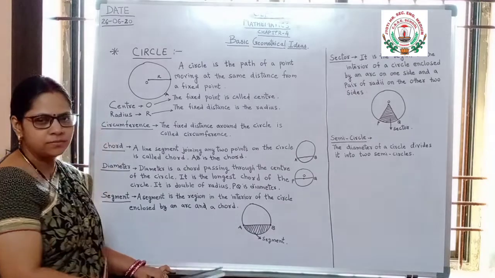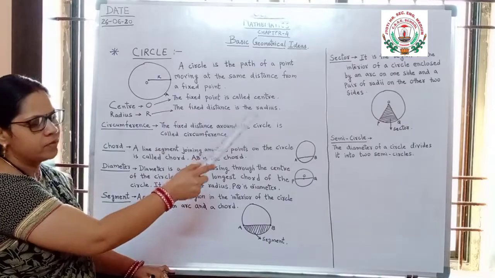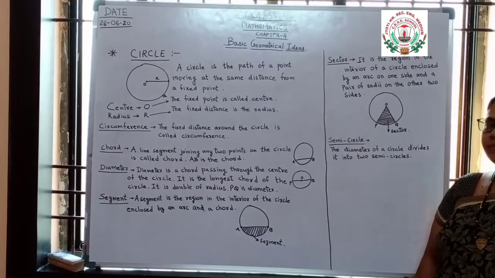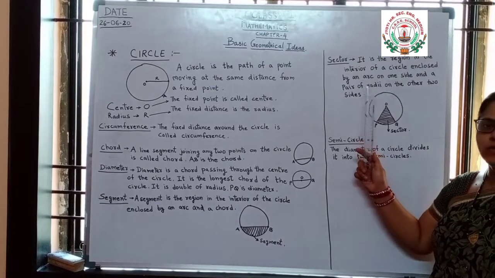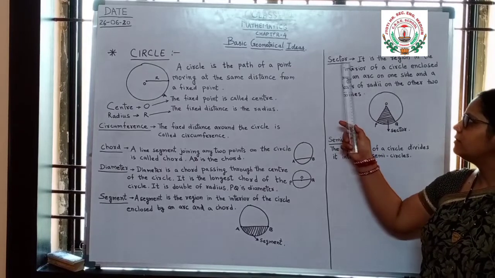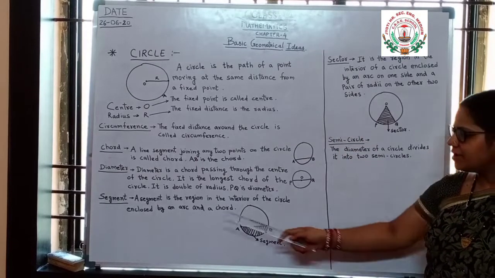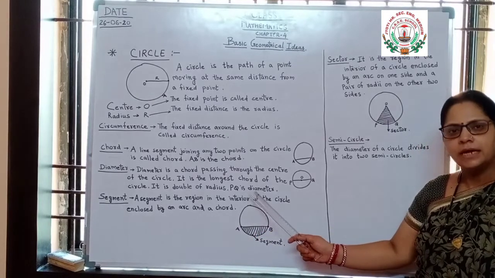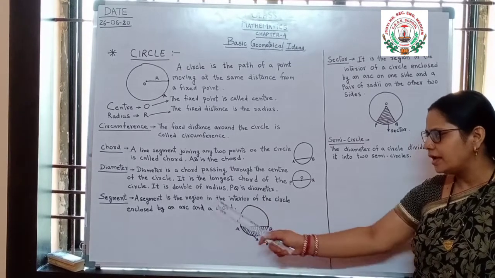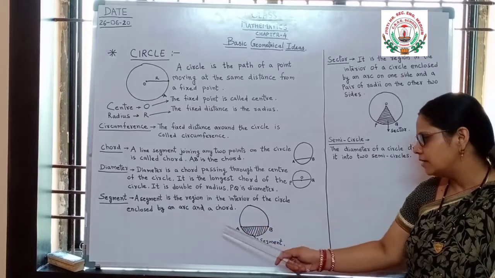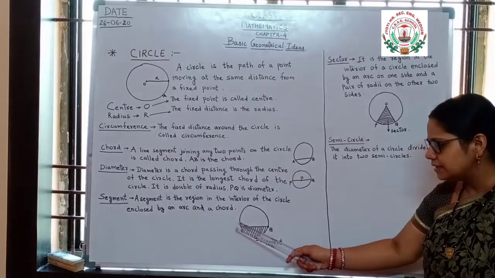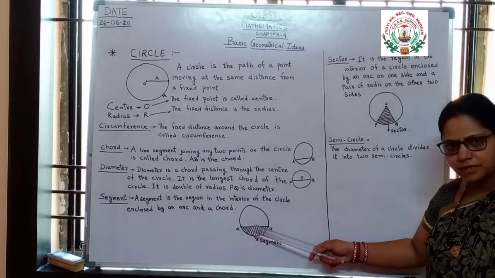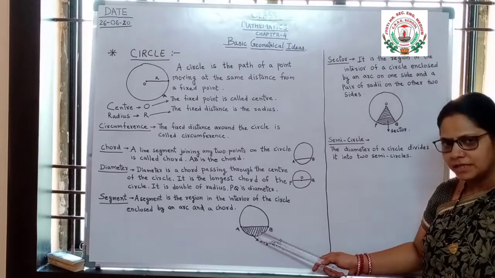Next topic, sector. Coming to the next topic, sector. Now what is this sector? Like here we have taken the segment. It is the region covered by the interior of the chord and the arc of the circle. So this is the arc and this is the chord. The segment is the region covered by that.